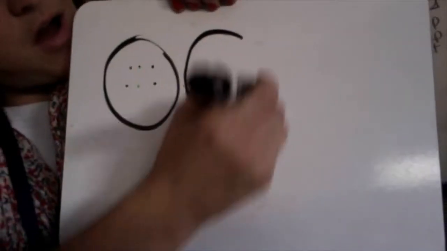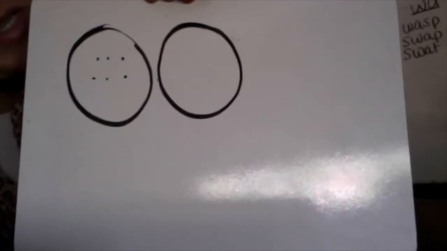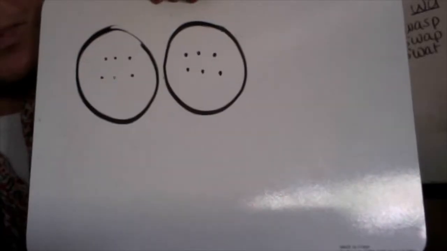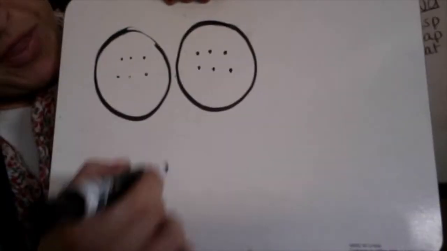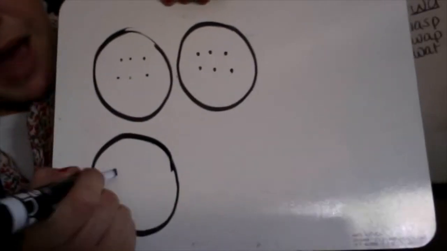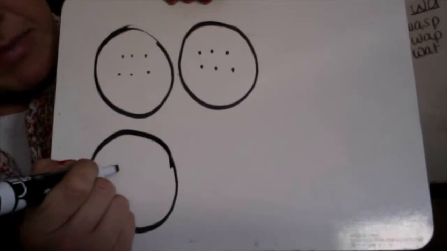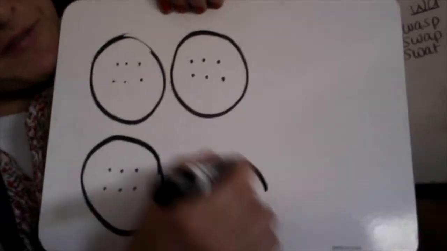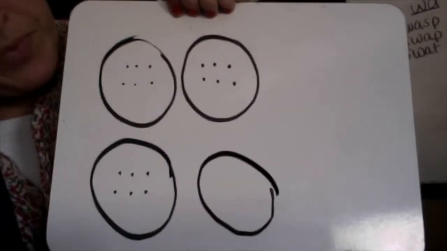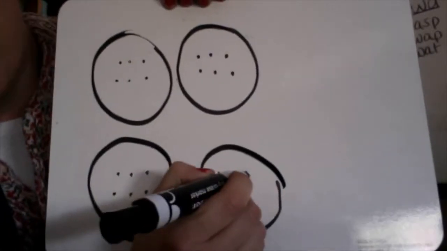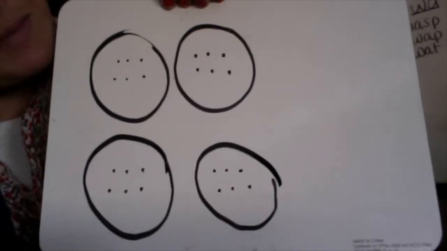Our second frog is going to eat 6 flies. So draw your second frog and put 6 flies in his mouth. 1, 2, 3, 4, 5, 6. Our third frog, draw him. He's going to eat 6 flies. Draw 6 flies inside his mouth. 1, 2, 3, 4, 5, 6. And our fourth frog is going to eat 6 flies as well. Let's put 6 inside his mouth. 1, 2, 3, 4, 5, 6.